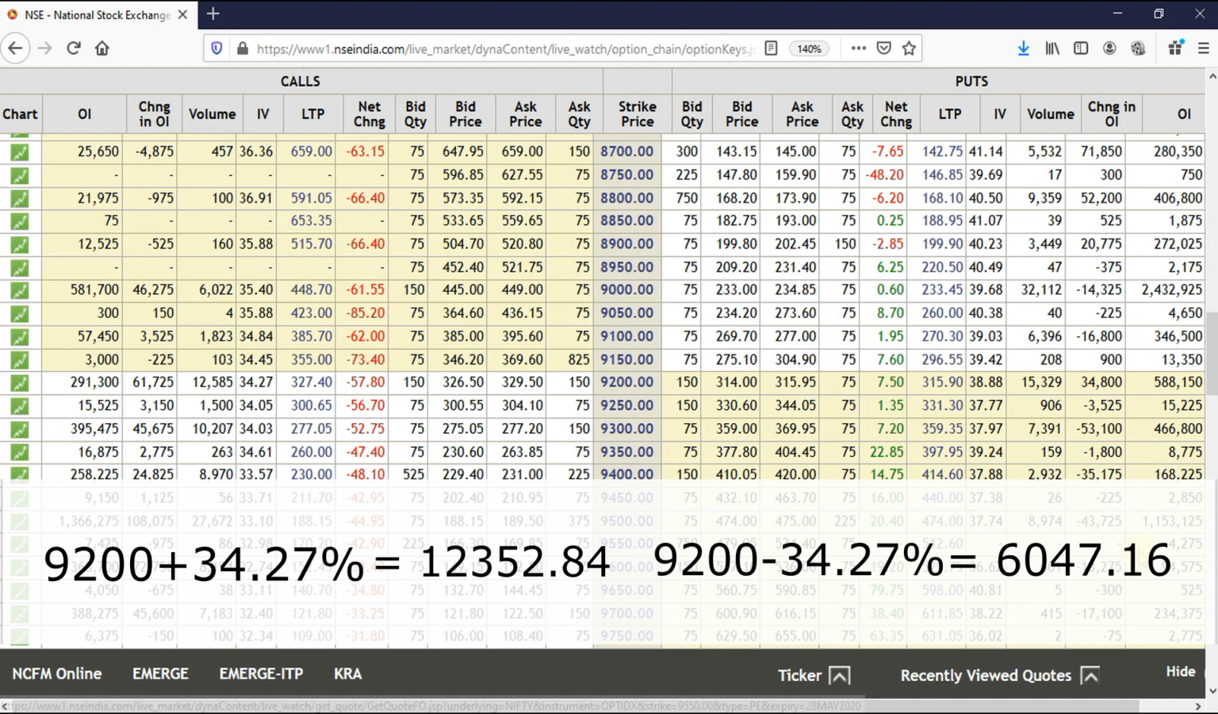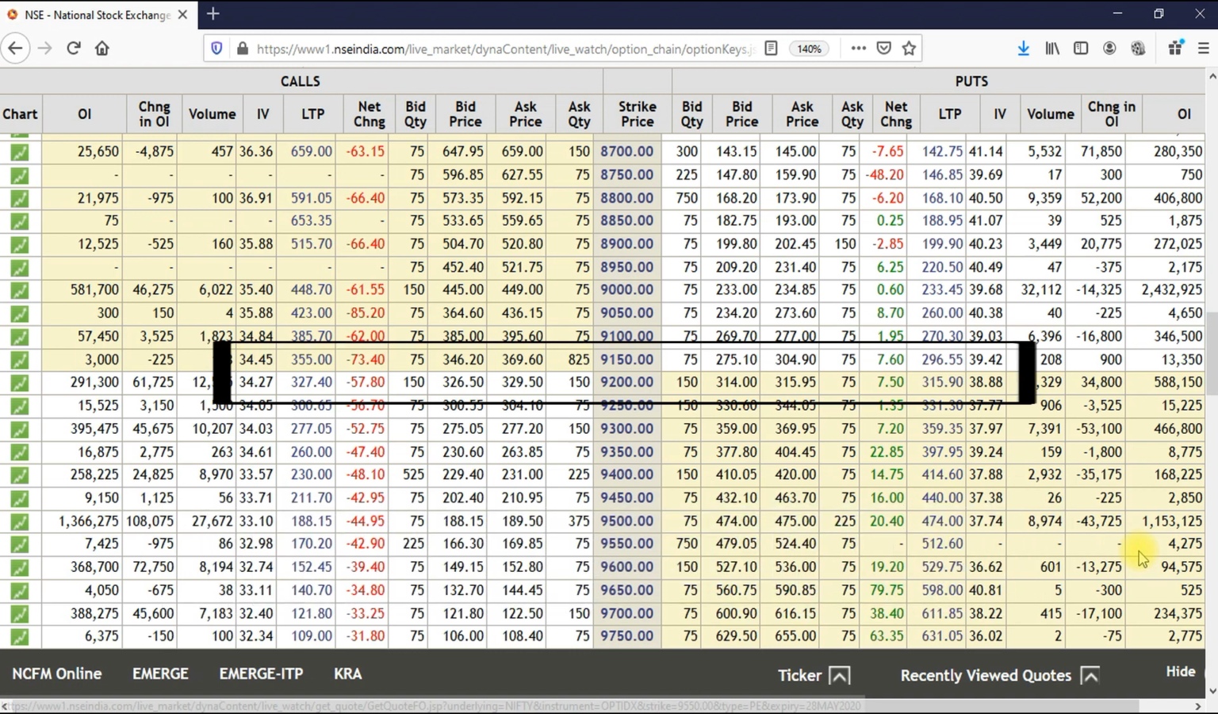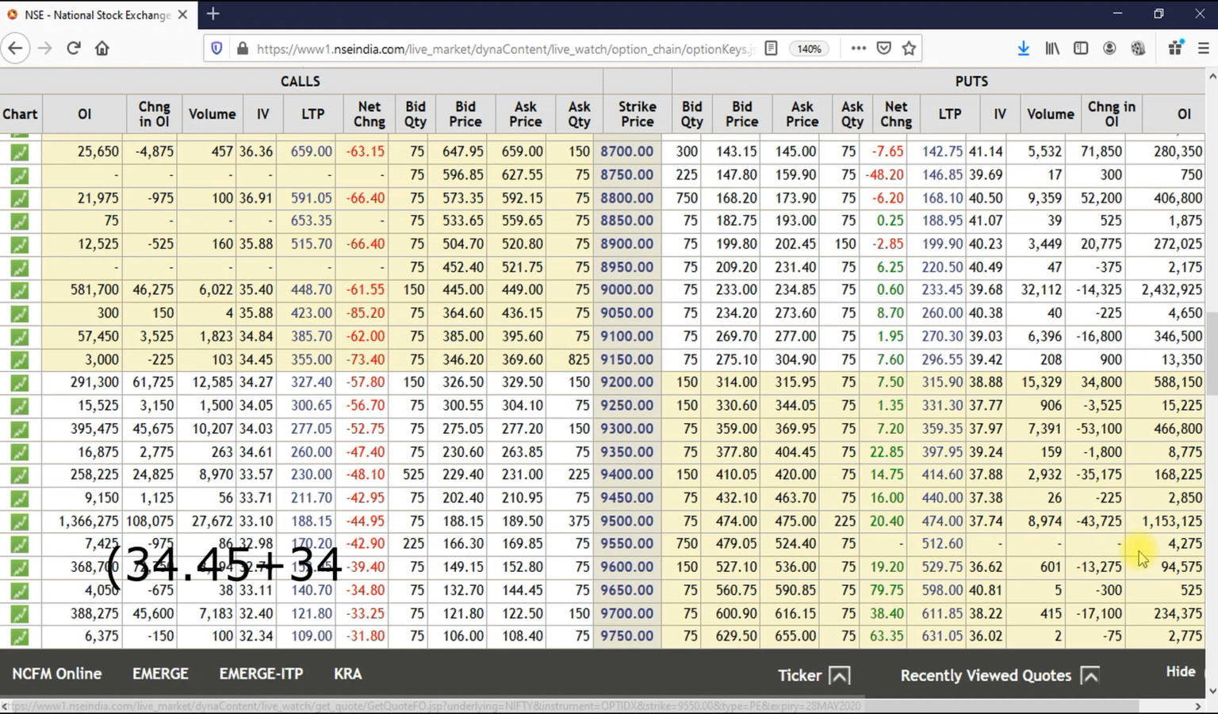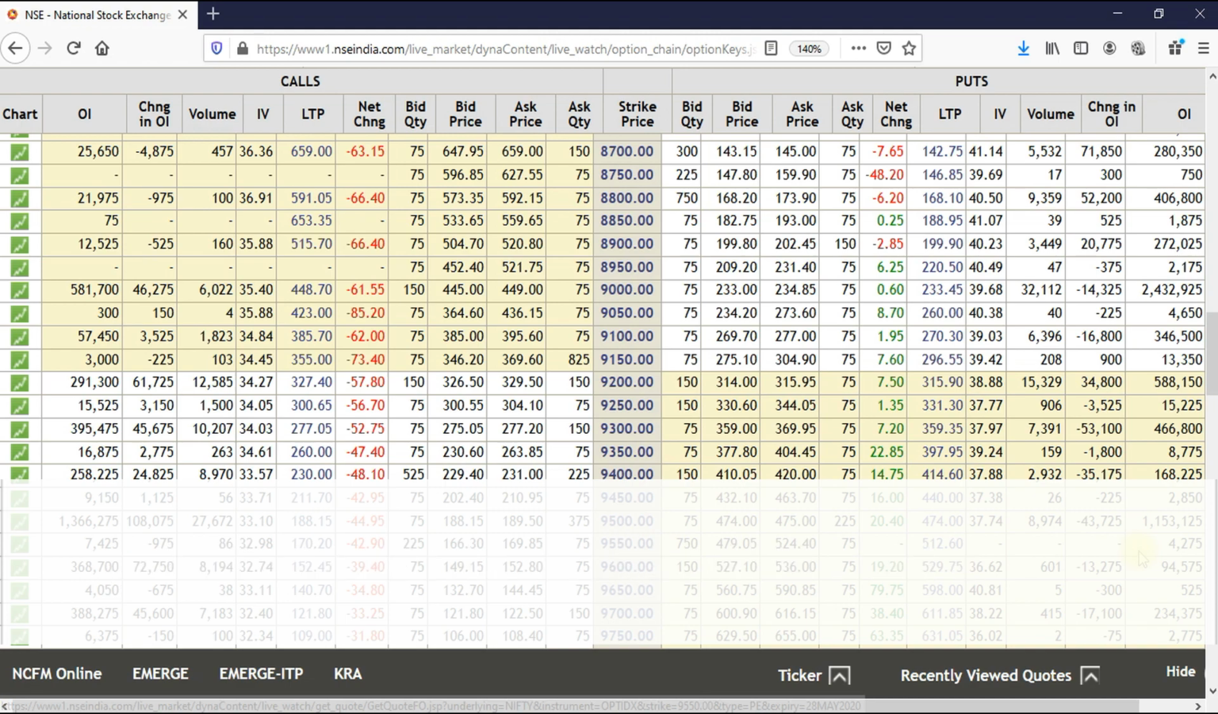Okay, this IV can also be used to predict the probability of a contract closing in the money before expiry. Let us see how it is done. The procedure is, we take two strike prices of at the money contracts and record the IV of calls and puts of these strike prices. Then take the average of this IV. The average here is 36.8, a round figure. Okay, as said before, this IV is taken for the annual period, that is 365 days.